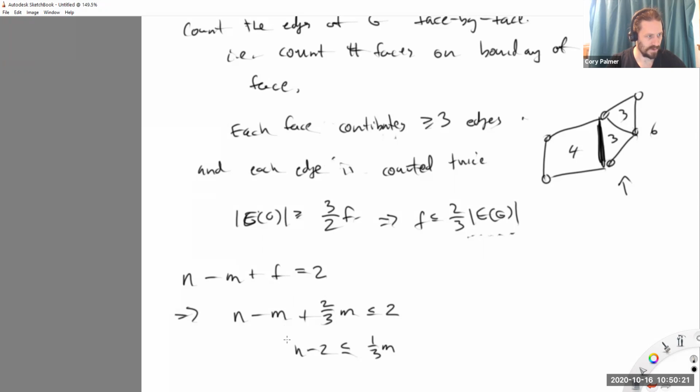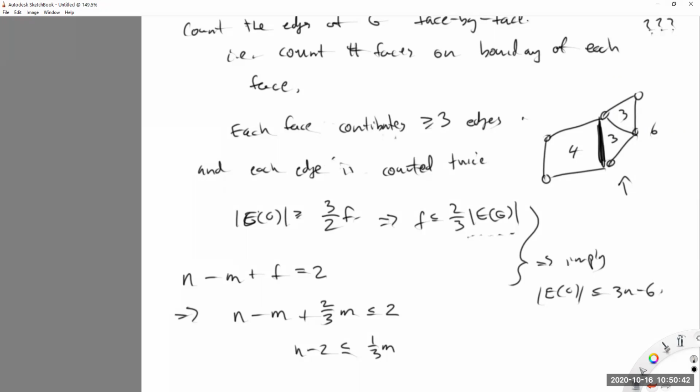What is going on? It's kind of embarrassing. I mean, I'm not actually embarrassed, but I'm just going to stop here. These two imply, it's literally just algebra, that E of G is bounded above by 3n minus 6.